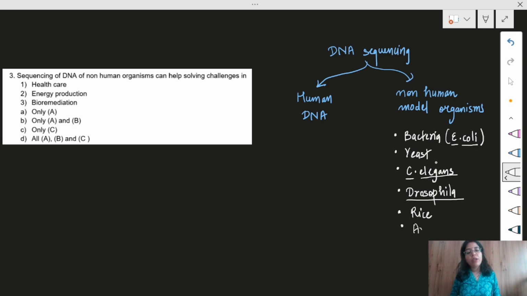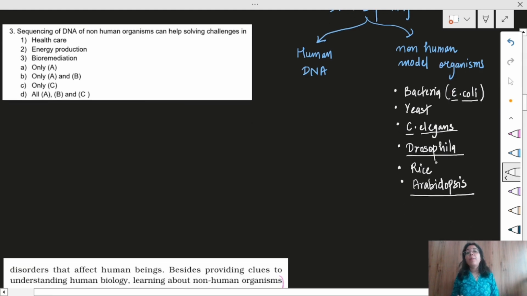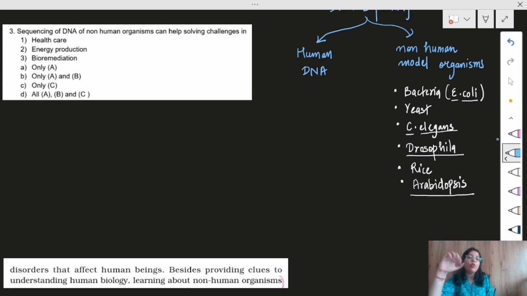And one more model plant is there, which is called Arabidopsis, okay? These are different types of non-human organisms, other than human, where the sequencing of the entire genome has been completed, right? And why have we done this? Because sequencing of these genomes can help us understand more about them, right? And we can utilize such information in industries like healthcare, for energy production, for bioremediation or environmental remediation, right? So all ABC is correct.